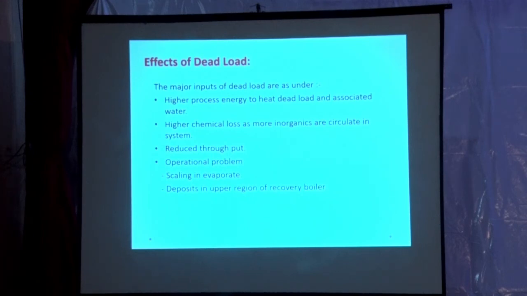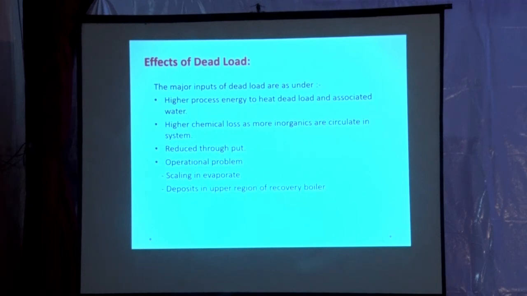Higher chemical loss, as you are circulating this inorganic dead load. Reduced throughput. Suppose your capacity of the evaporator or the recovery boiler, the recovery boiler has 400 tons dry solids per day you can fire. But in that you have 25% dead load. So hardly 300 tons of active or required chemical you are firing. You can say your efficiency comes down to 75%.